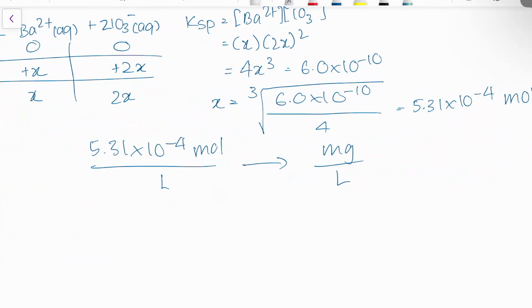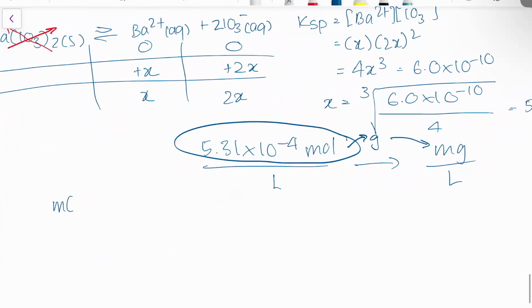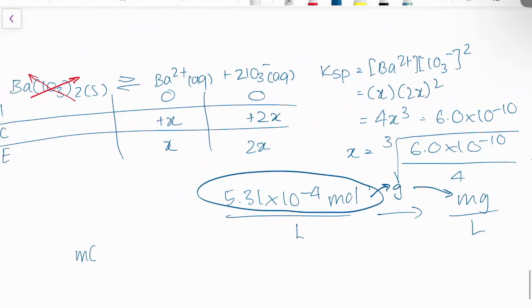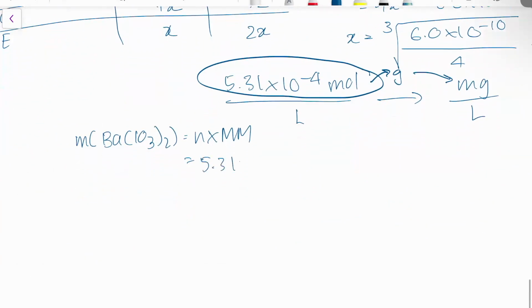So the only thing I have to worry about is converting this 5.31 times 10 to the minus 4 moles up the top to milligrams. I don't normally go to milligrams first. We normally go to grams first, and then we go to milligrams after. So let's do that. Mass of whatever it is, BaIO32 is moles times molar mass, is my 5.31 times 10 to the minus 4 mole.